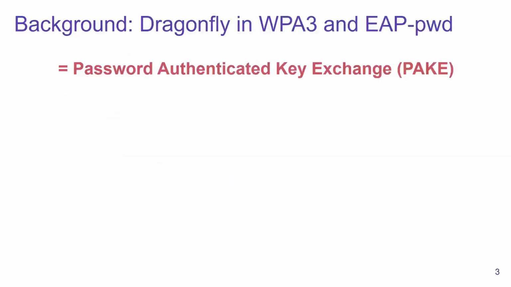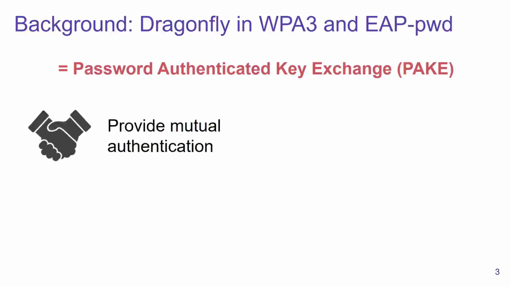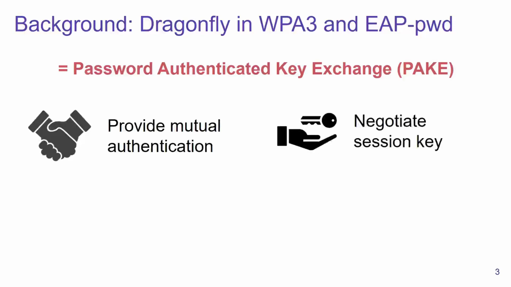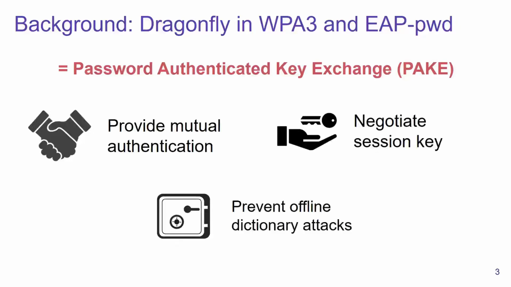And the Dragonfly handshake previously was also used in EAP-pwd. And EAP-pwd is an authentication algorithm that is used in a low amount of enterprise Wi-Fi networks where you authenticate using a username and a password. And Dragonfly is what we call opaque, and it provides the usual properties. It provides mutual authentication and it negotiates a fresh session key. And more importantly, Dragonfly defends against offline dictionary attacks, in contrast to WPA2.